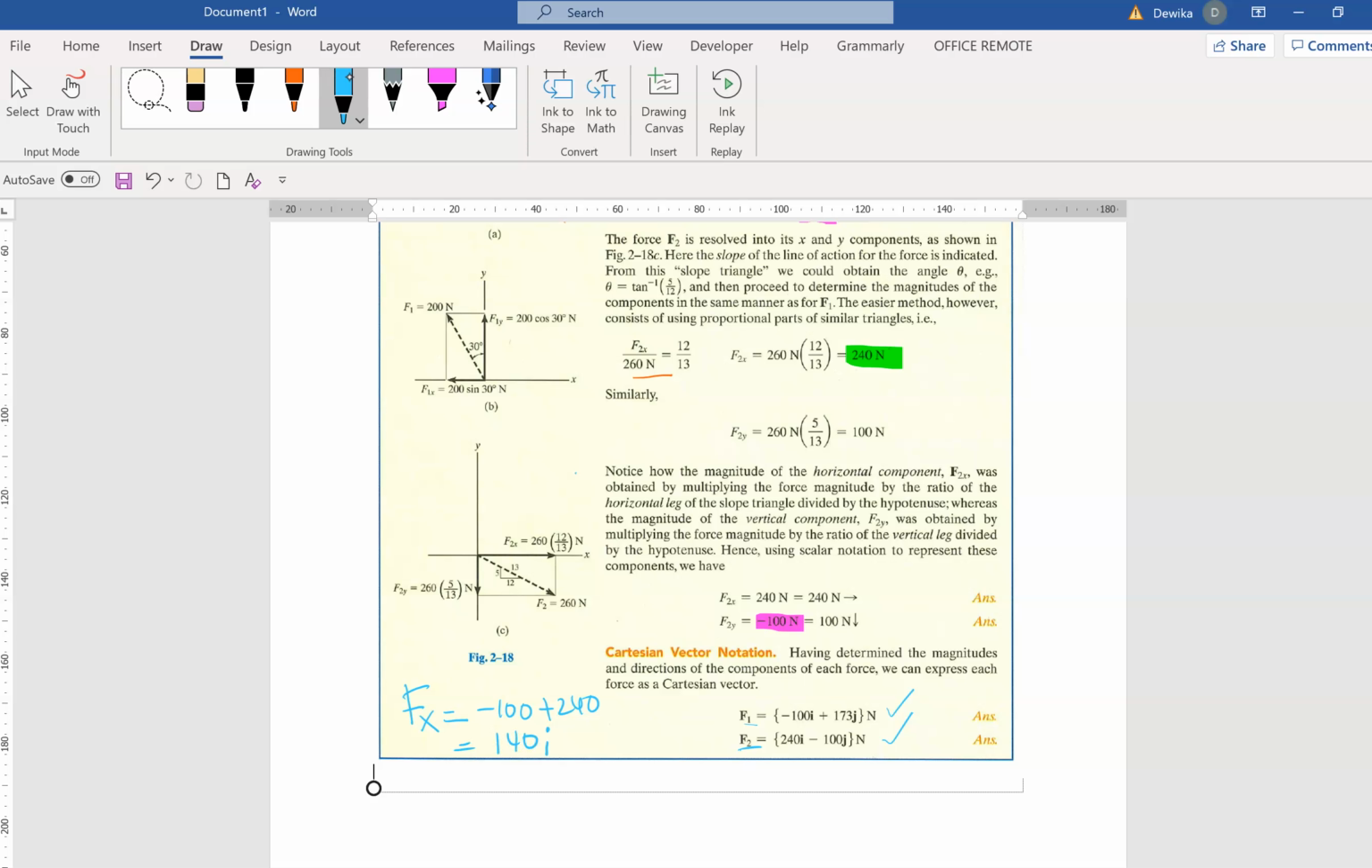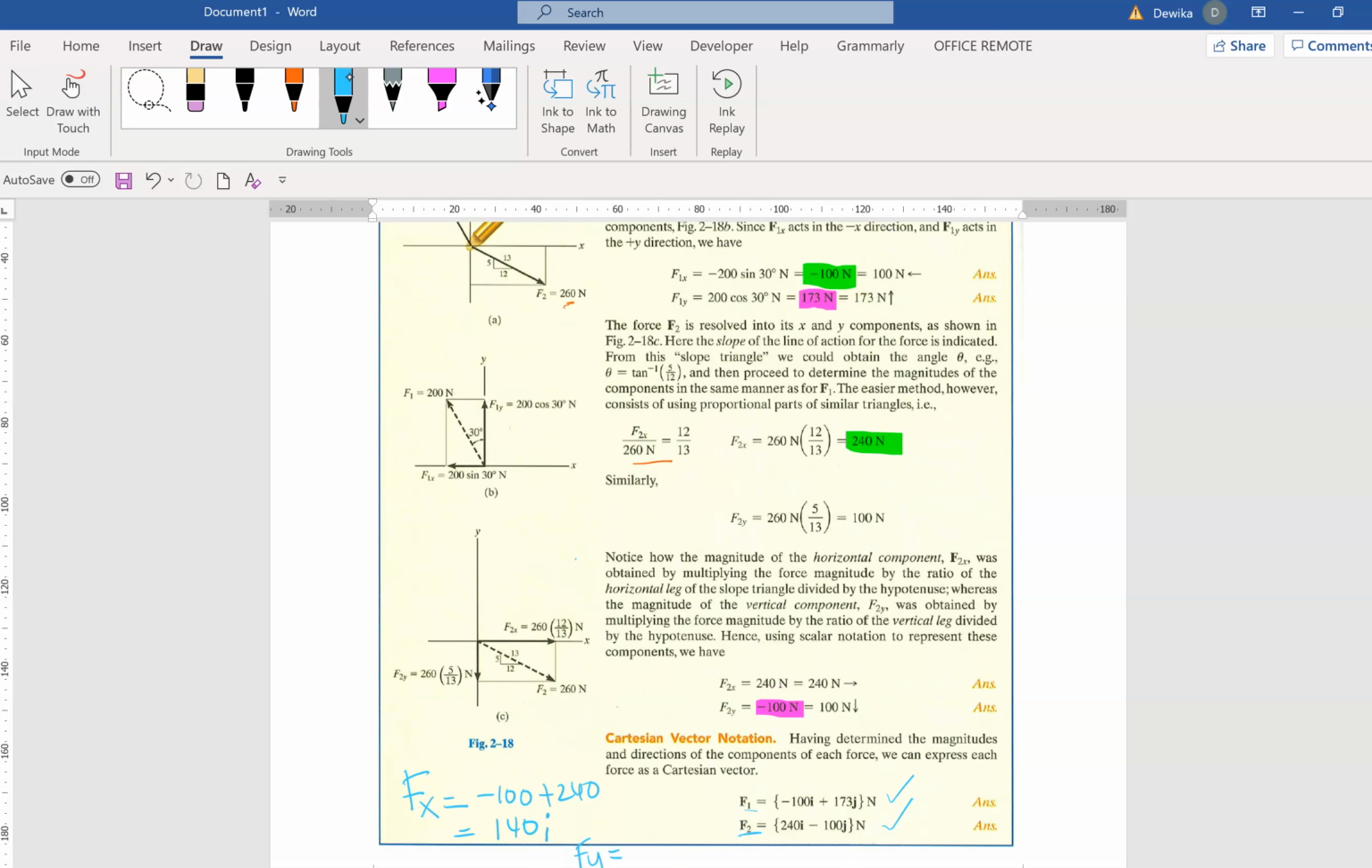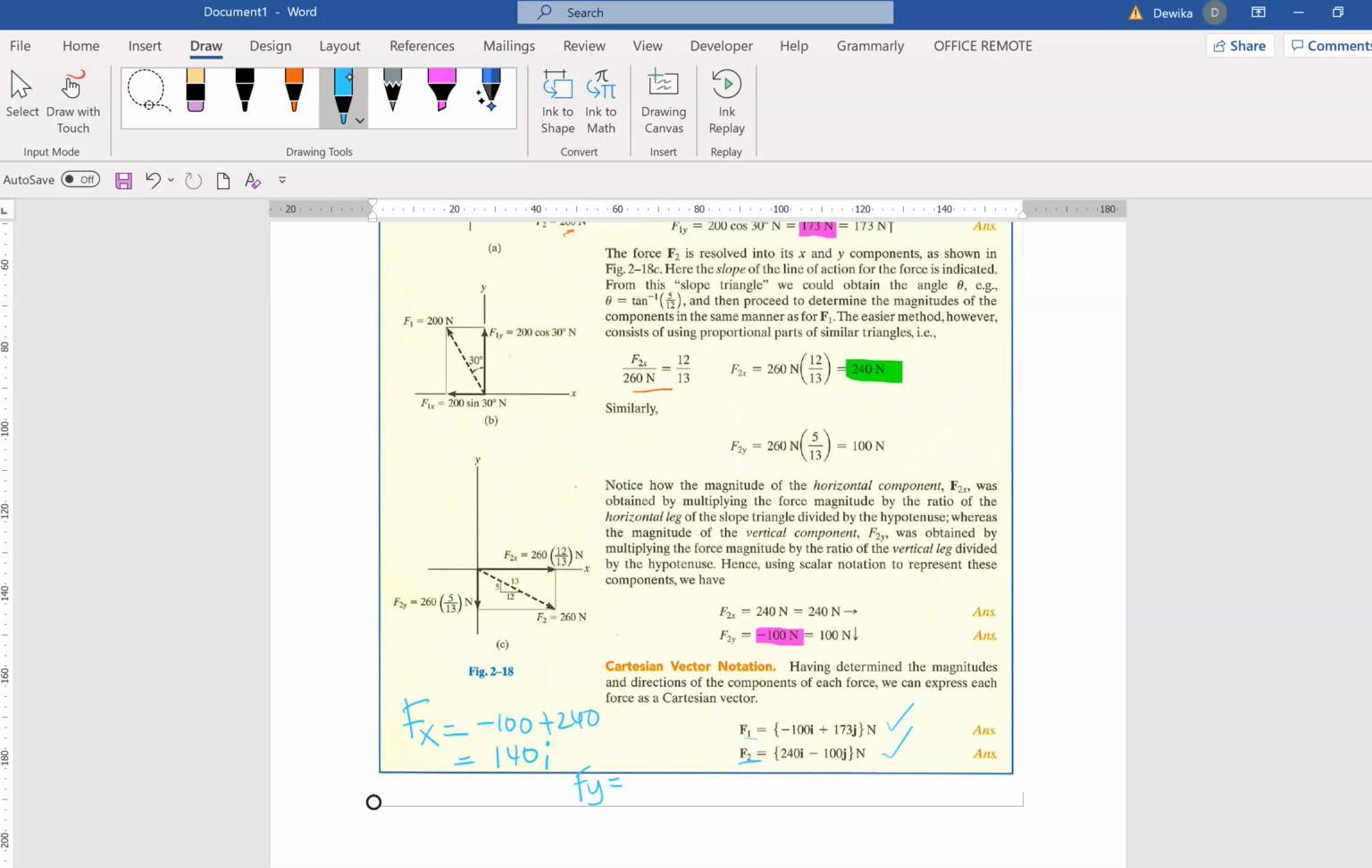You get 140i. Correct? Now when you do your fy, what do you get? You take the purple and the purple, 173 with negative 100. You get 73. So how do you write a force resultant? Force resultant will be 140i plus 73j.